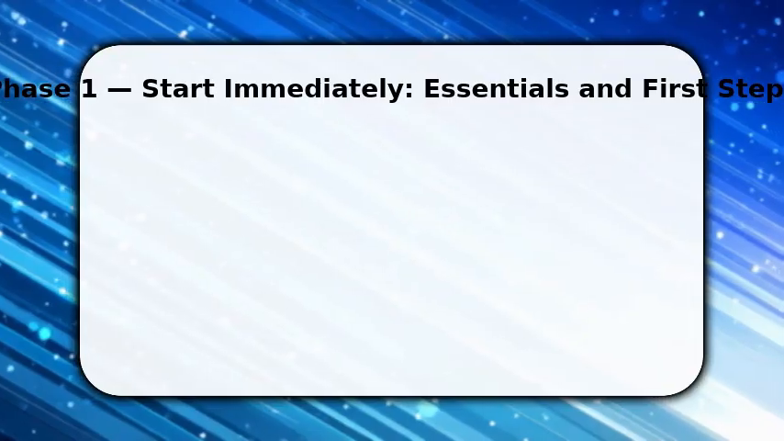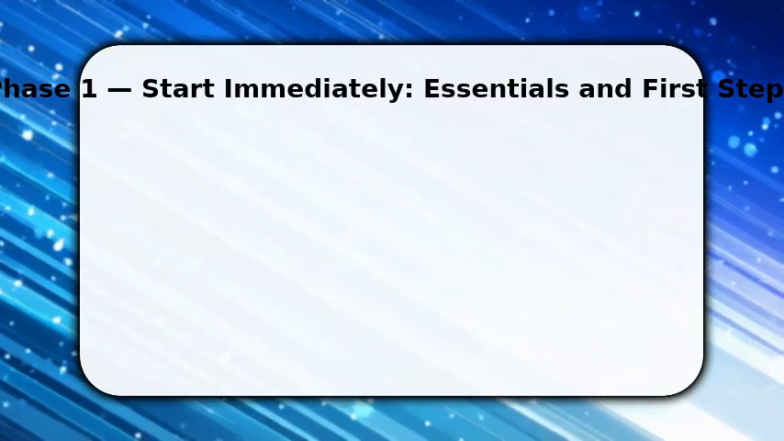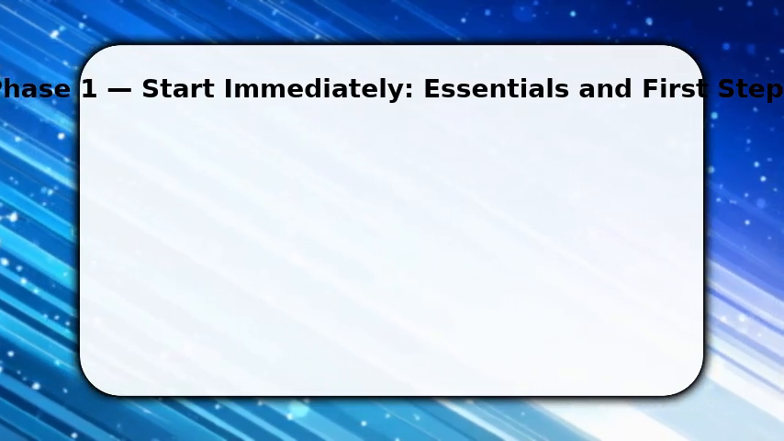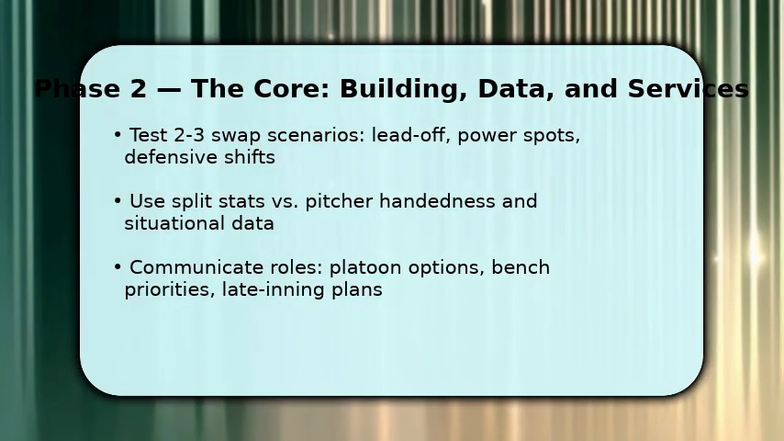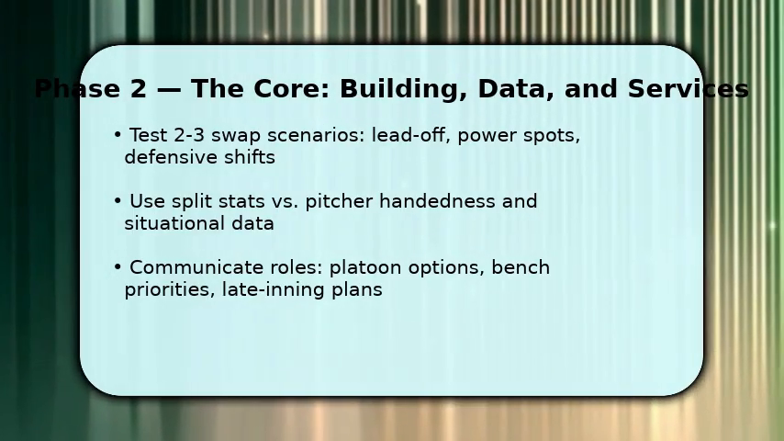You should prioritize balance between offense and defense, and pick 1 or 2 immediate swaps to improve on-base skills without disrupting chemistry. You now run through concrete swap scenarios and why each matters. Test moving a high on-base player to lead off or shifting a power hitter into the cleanup spot.